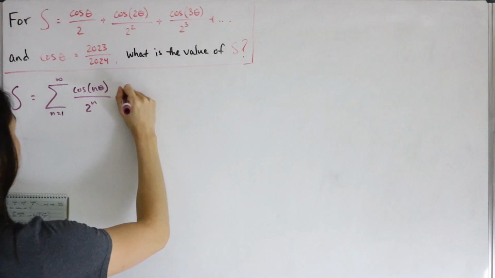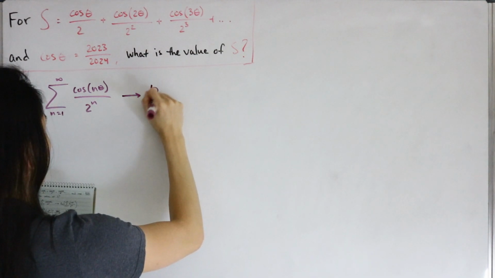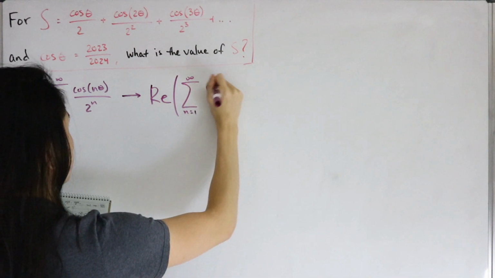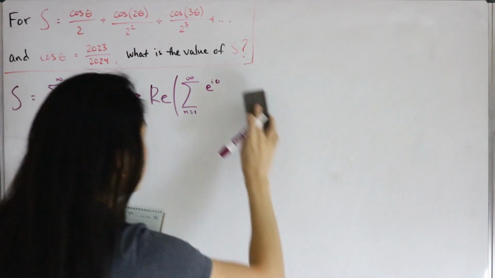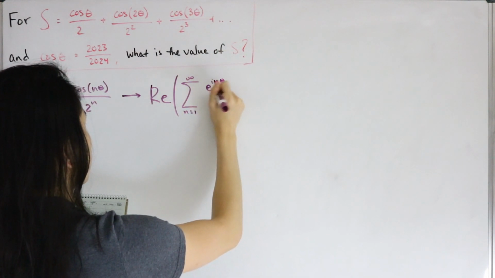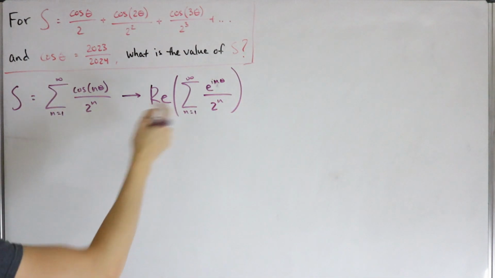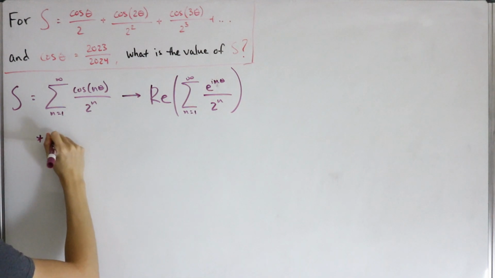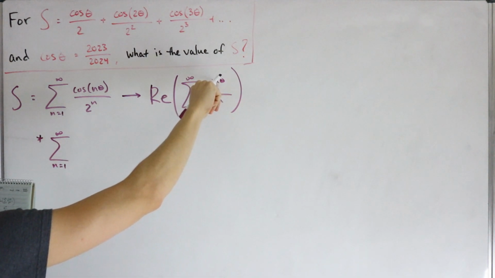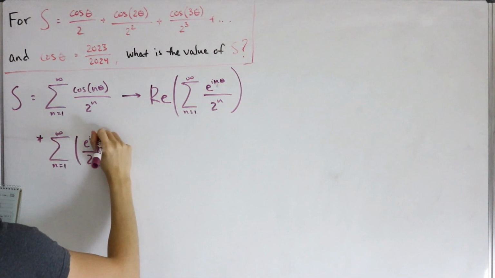That means we can take the real part of the entire infinite sum. So we have the real part of the infinite sum from n equals 1 of e to the power i times n times theta, divided by 2 to the power n. Then if we look inside our infinite sum, we can factor out the exponent n, and so we have e to the power i theta divided by 2, to the power n.